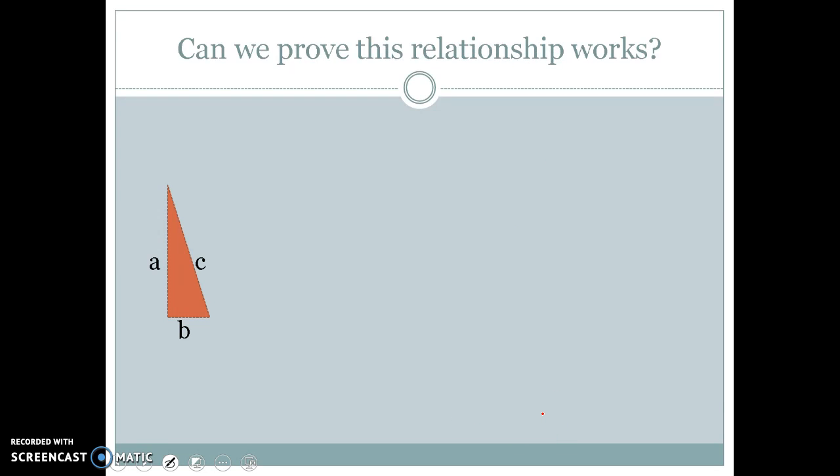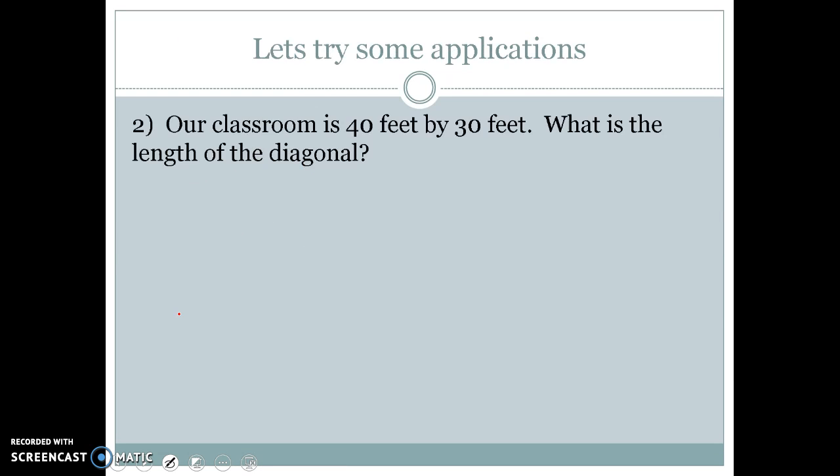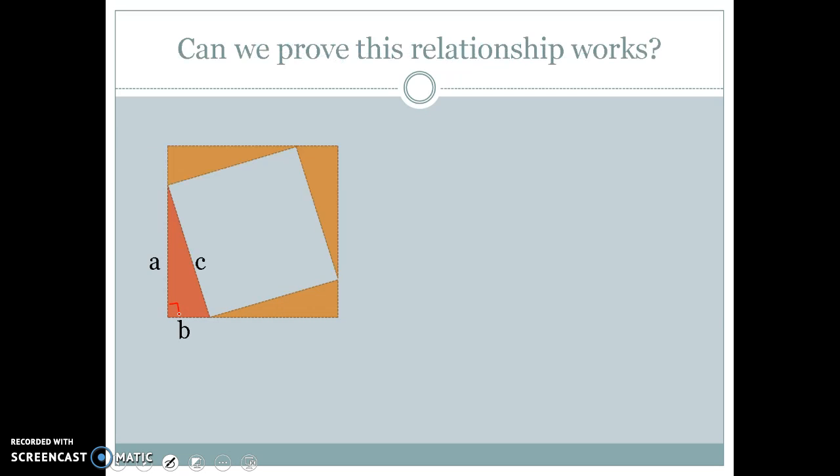Let's go ahead and talk about why this works. If I have a triangle, so this triangle has an A, B, and a C side. Here's my right triangle. But if I add the same triangle to it 4 different times and label the sides of the triangle the same way that it is here, then the shortest side is B.